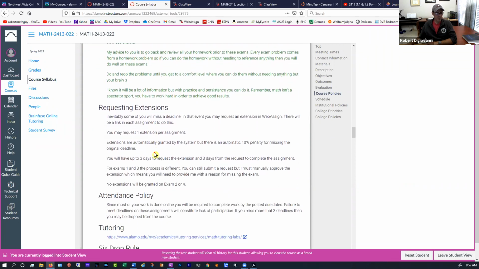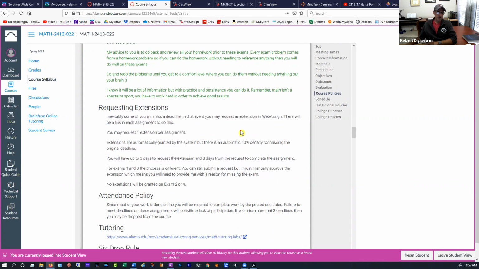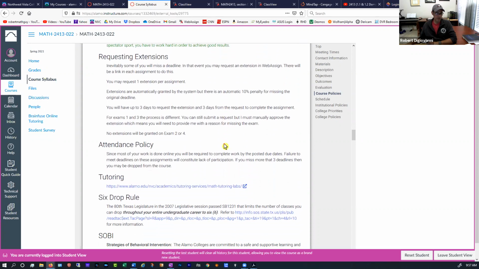And then there's some more stuff here about requesting extensions. There's a way within WebAssign, if you miss a homework assignment, once the deadline has come and gone, you can request an extension and the system will automatically give you an extension. I think it penalizes you 10%, so the highest grade you can get is a 90. But sometimes life gets in the way and you can't meet a deadline, so just be aware that there's a way of doing that.